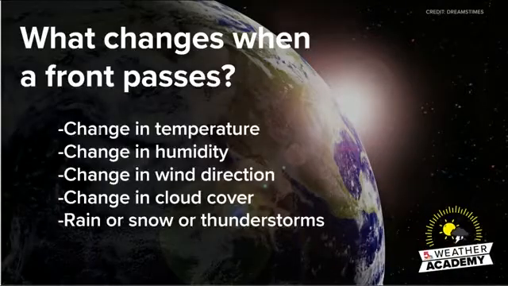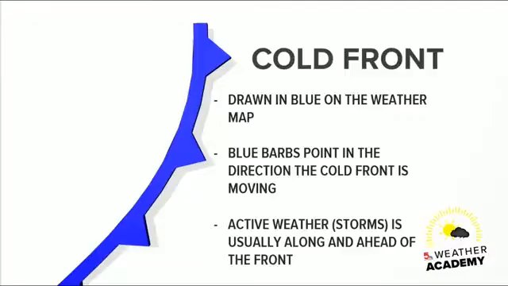So you're going to see the change in humidity, the change in temperature, the change in wind direction, and the change in cloud cover. A cold front is drawn in blue, which is a cold weather color on the weather map. These blue barbs point in the direction the cold front is moving.